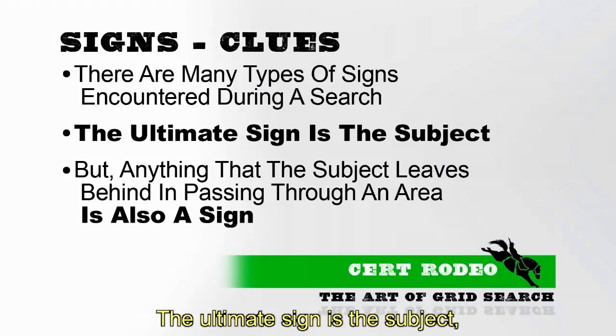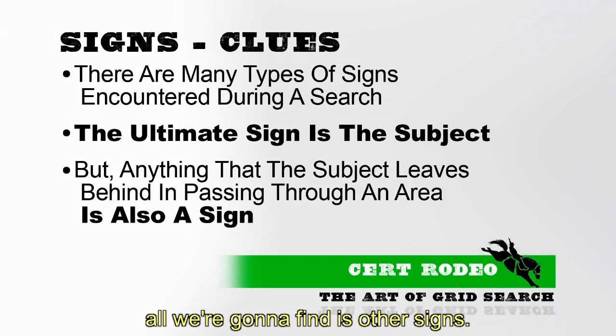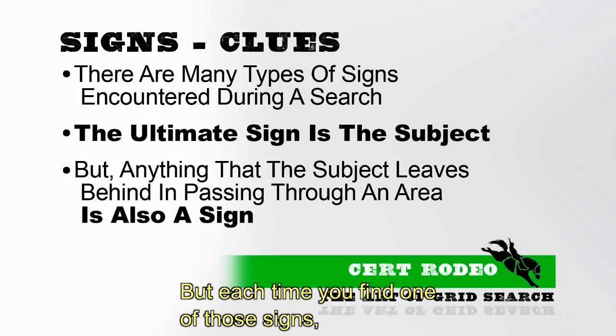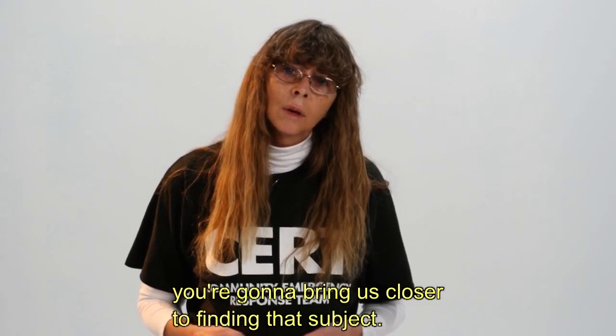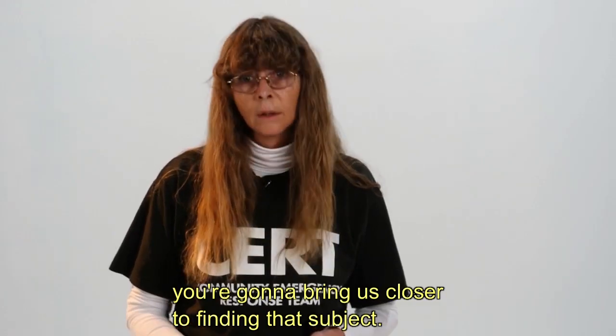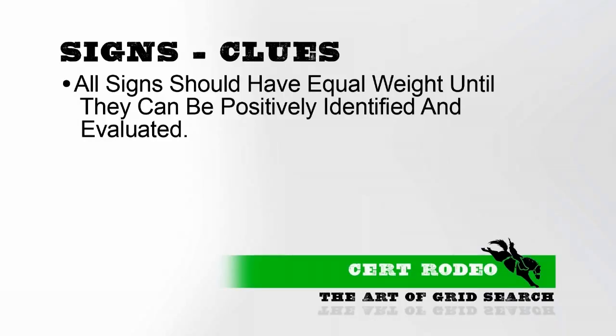The ultimate sign is the subject. But unfortunately, a lot of times, all we're going to find is other signs. But each time you find one of those signs, you're going to bring us closer to finding that subject. They all have equal weight, all signs. They can be positively identified and they can be evaluated.